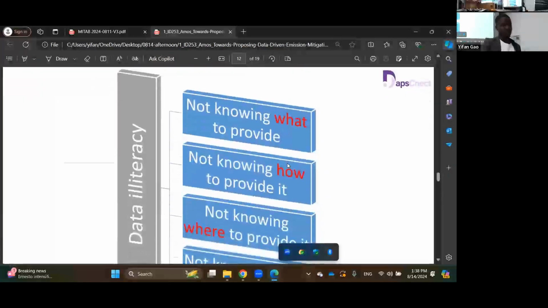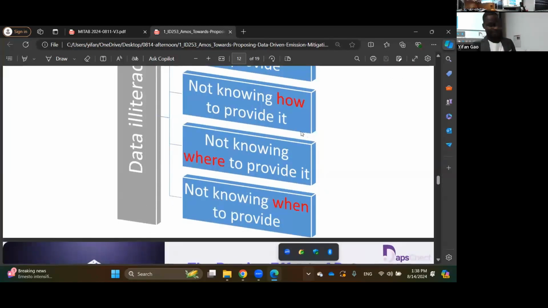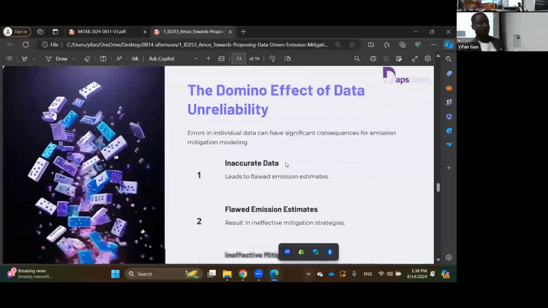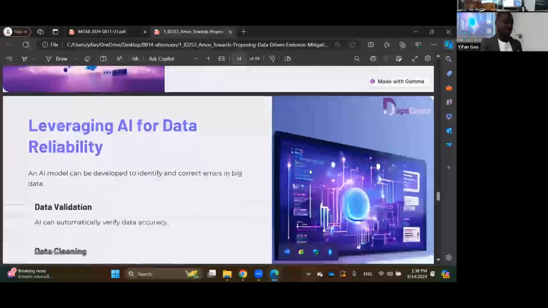So we found that this data illiteracy is tied into not knowing what to provide, not knowing how to provide it, and not knowing when to provide it. So the domino effects of this data unreliability, of course, are inaccurate data at the national level, flawed emission estimates, and then ineffective mitigation strategies.